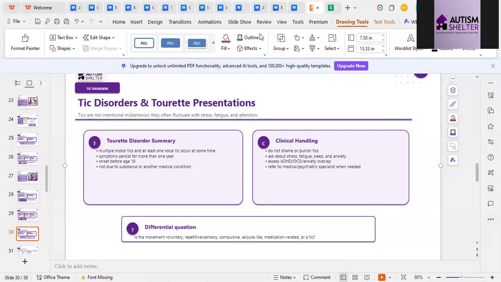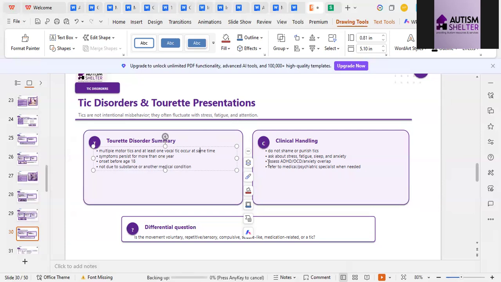Now the Tourette disorder: multiple motor tics and at least one vocal tic occur, and the symptoms persist for more than one year. As I was saying, because of stress we feel shivering in our hands, but if it happens for more than a year, we have to go to the doctor. Onset is before age 18, and it is not due to a substance or another medical condition.